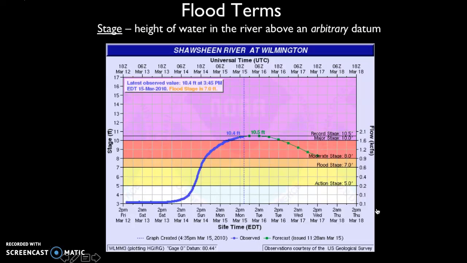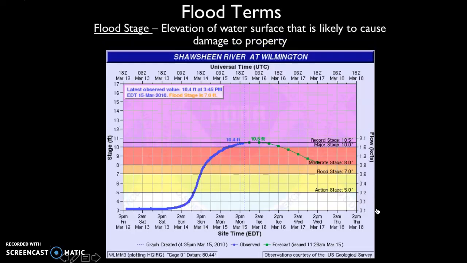So that's going to be the stage for any one stream. The flood stage is going to be the elevation of water surface that is likely to cause damage to property. So it's going to be a hypothetical for the most part, where the water elevation above the stream bed is so high that it's actually going to overflow the banks of the river. So once it does that, it's obviously going to be damaging to property. It's going to occupy certain parts of the floodplain, and we have to do something about it.